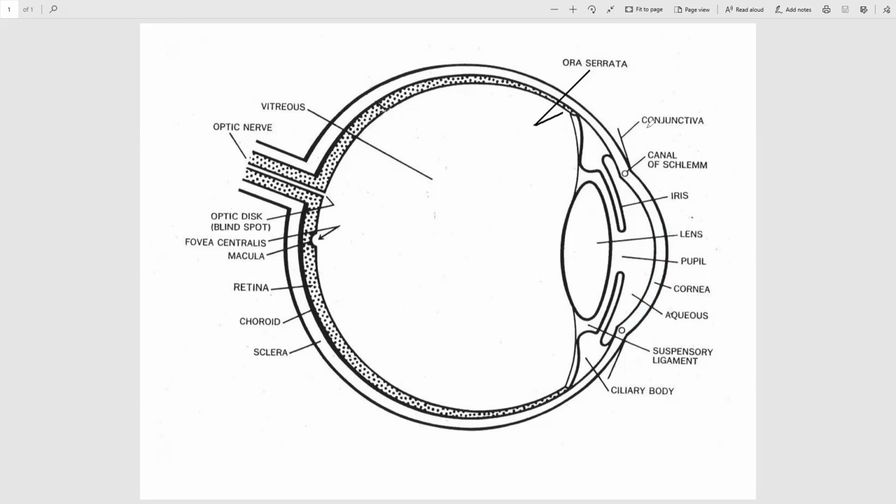Next, we have the conjunctiva. The conjunctiva here and here. The conjunctiva is the clear membrane that covers the sclera and also lines the inner portion of the eyelids. Next, we have the iris. The iris here and here. The iris is the colored portion of the eye that contains the pupil. It controls the amount of light entering the eye by enlarging or minimizing the size of the pupil.